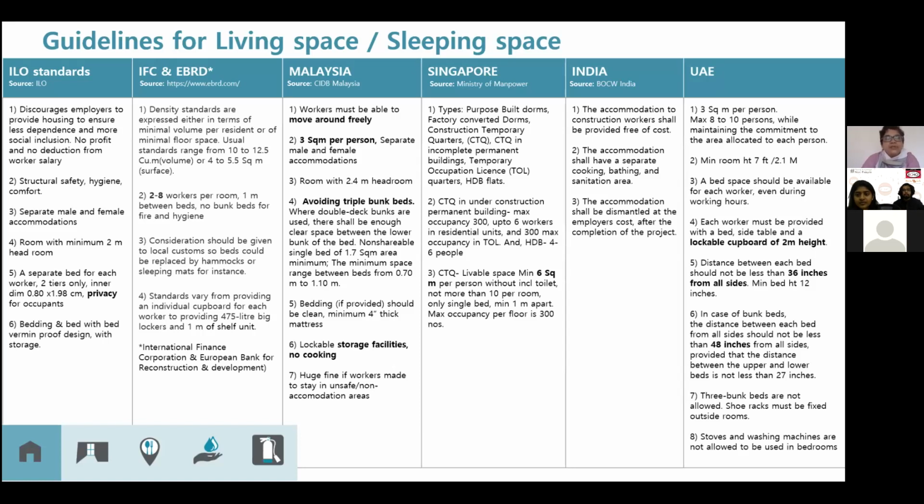Then there are factories which are converted into dorms. There are construction temporary quarters. They call them CTQs, which are on-site most likely, or any impermanent building under construction they can have. So they have these different categories, temporary occupation license. Most of them talk about the process each contractor has to undertake with the Ministry of Manpower. For each one of them, how do you go about getting a license?